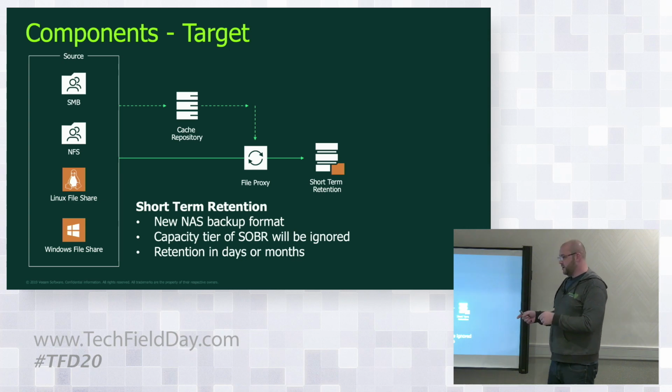The capacity tier can be used as this short-term retention, but we will ignore anything that Anthony and Rick spoke about before around offloading anything to object storage in that policy that's set there.